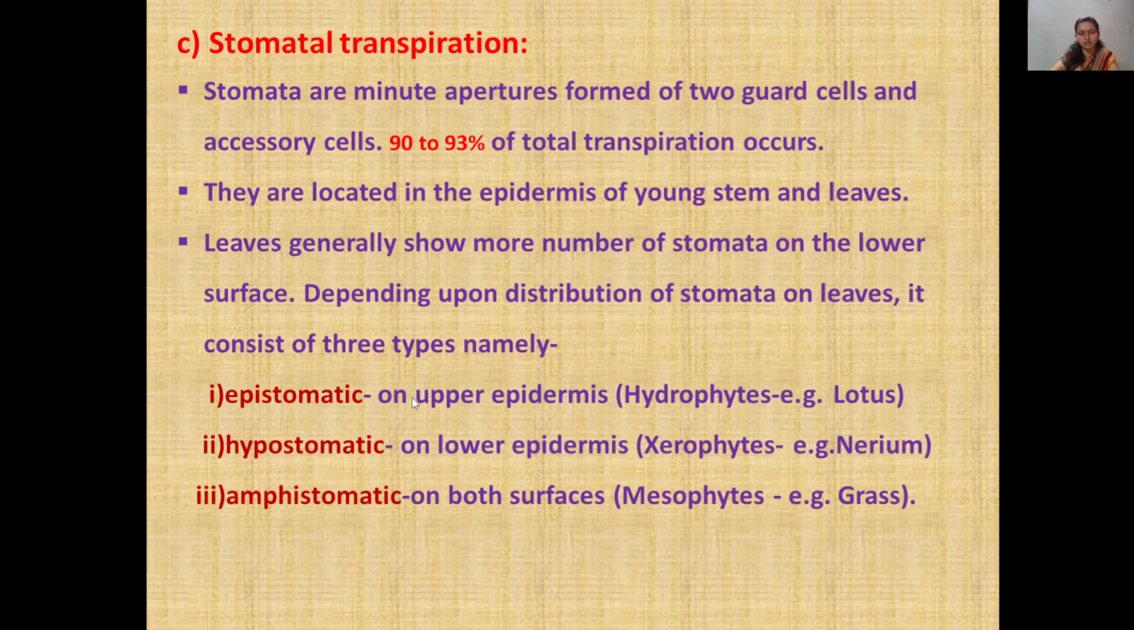Epistomatic means the stomata are present on upper epidermis. Example, hydrophytic plant, example lotus. Then hypostomatic, which are present on lower epidermis in xerophytic plant, example nerium. And third, amphistomatic, which are present on both surfaces in mesophytic plant, example grasses.